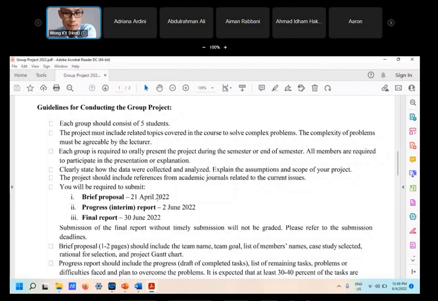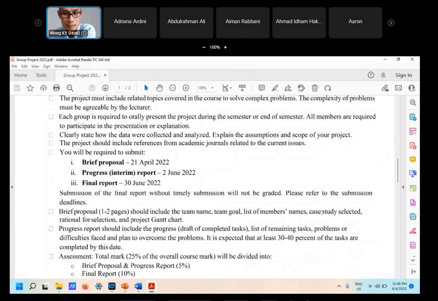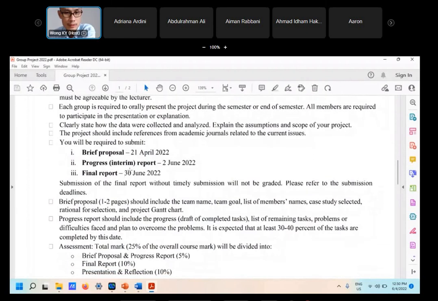In the brief proposal, you should include your team members, your team name, and the case study selected. Hopefully, you can tell me the name of the company, the rationale and reasons for selecting the company, and give me the project Gantt chart so that I know your planning. Then on the 2nd June, you have to submit a progress report, an interim report, and the final report is due on 30th June. So please remember to do this.